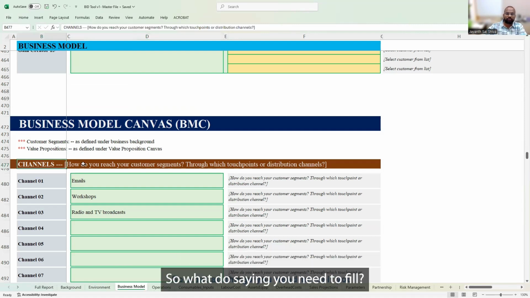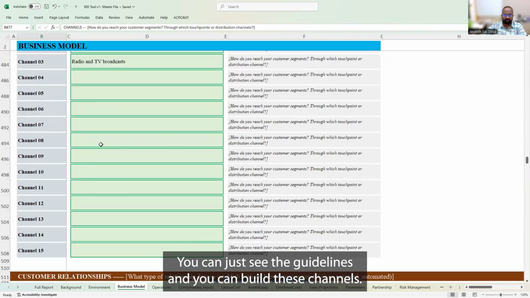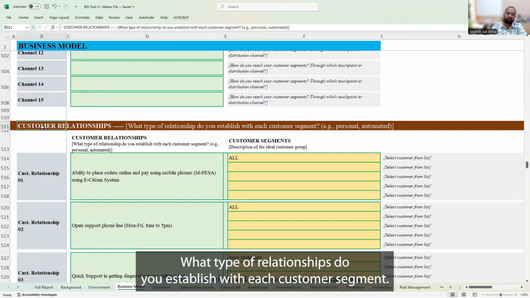So what all things do you need to fill? You need to fill about channels, first of all. How do you reach out to customers? Don't worry about the technical terms. You can just see the guidelines and fill these up. Channels. The second one is customer relationships. What type of relationships do you establish with each customer segment?